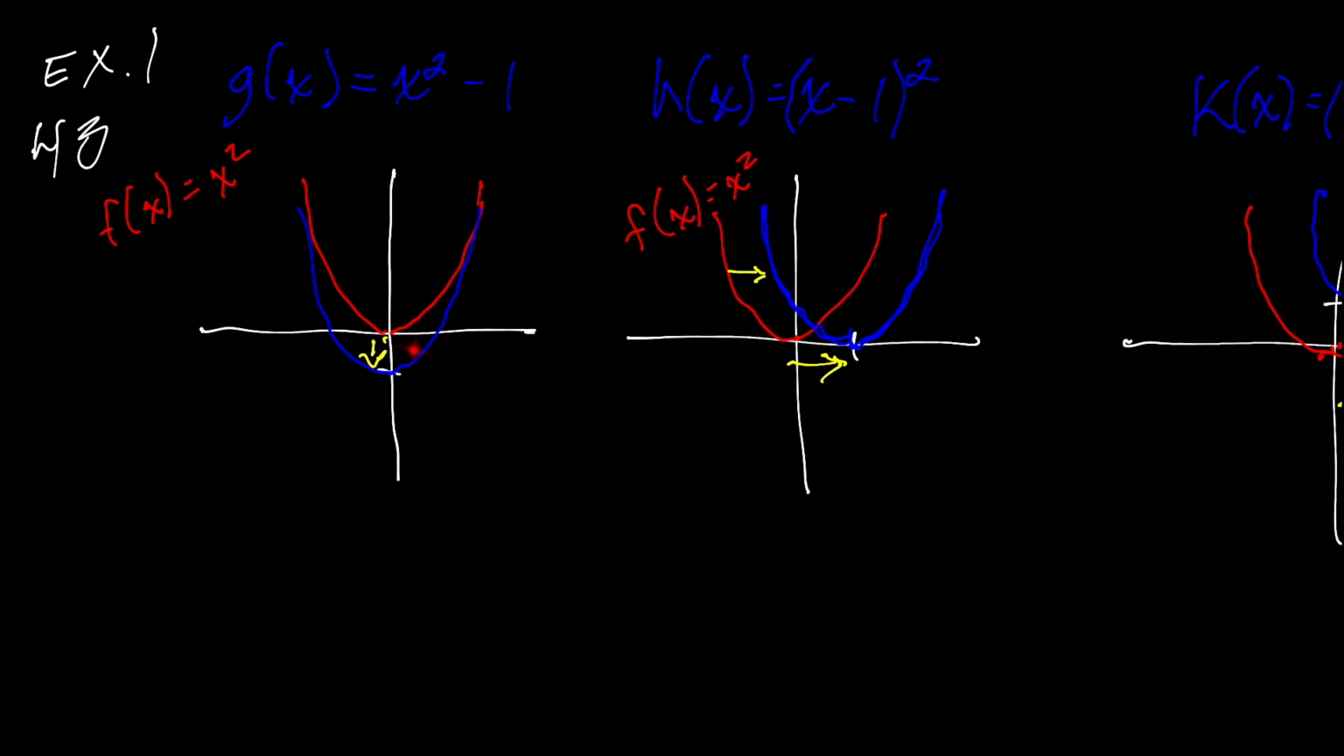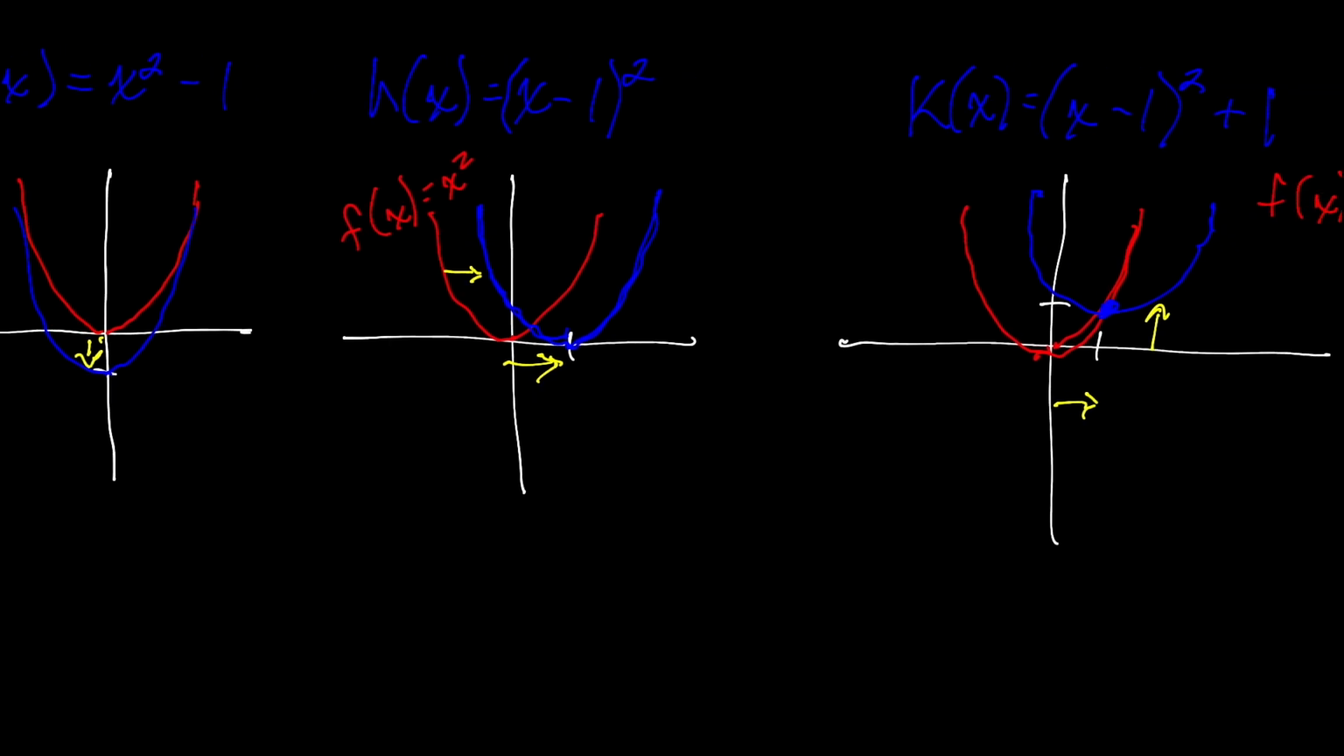So we're moving it down 1 unit. So the blue graph is the exact same shape as the red graph. It's just translated down 1 unit. Let's go over to part B of this example.